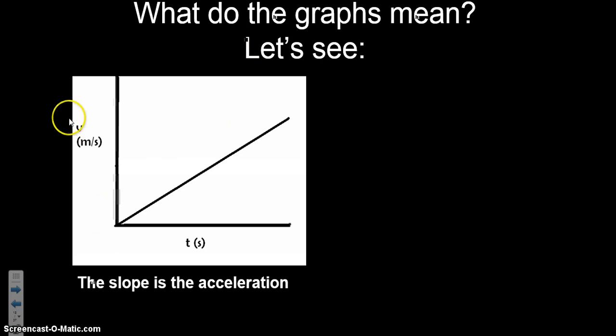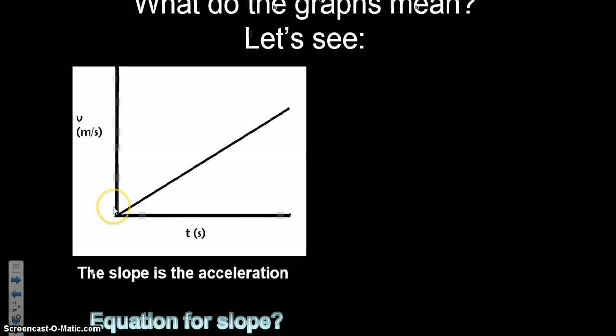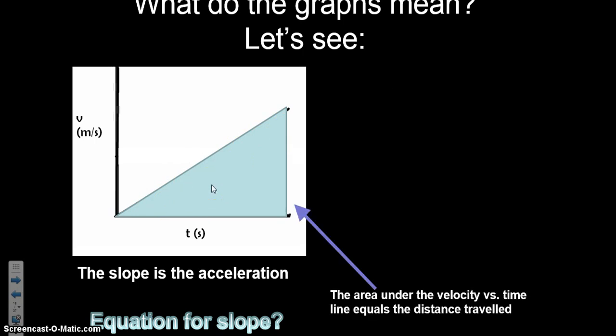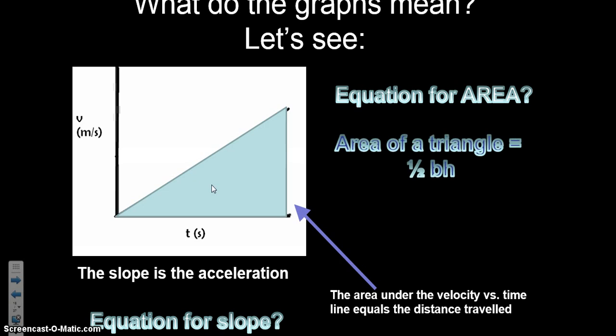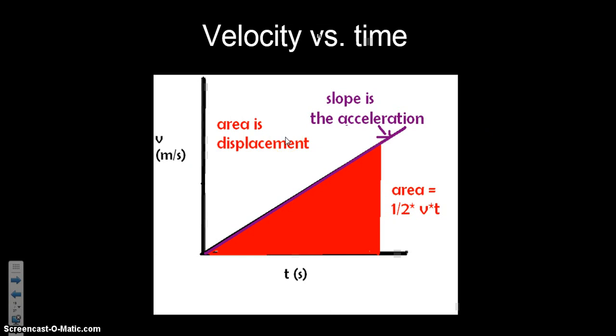Well, let's see. The slope of the velocity versus time graph is acceleration. And again, what's the equation for slope? It's rise over run, change in velocity over change in time. Again, if we do the area under the velocity versus time graph, we get the distance traveled. What's the equation for that area? 1/2 base times height. So 1/2 time times velocity. Okay, so just to reiterate again, the area under the curve is displacement.